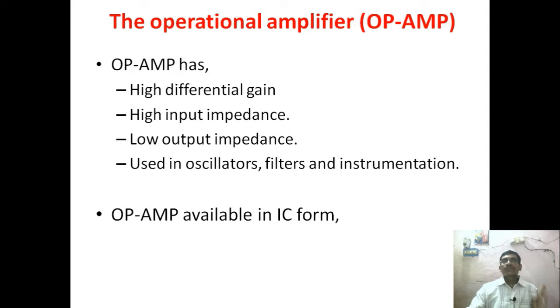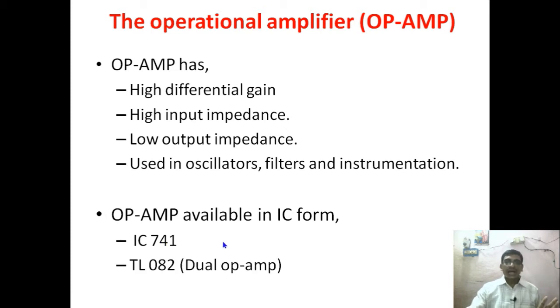Op amps are available in IC formats. The most popular IC format is IC741. We are going to discuss only this IC, IC741, in this entire unit. It is also available as the TL082 dual op amp, which contains two operational amplifiers inside it. Even though these two ICs have only 8 pins, the package is also called a mini DIP package.